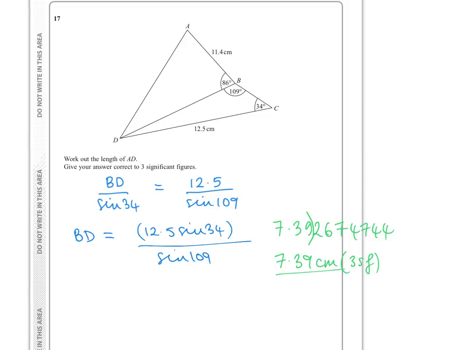That's BD. So we've got this far, and we want AD. So we want this one here. I'll put a question mark by it. So if we have this one here, and we want to find this one, can you see that we've got the angle 86, we've got this length now, and we've got this one. So what we can use is the cosine rule.